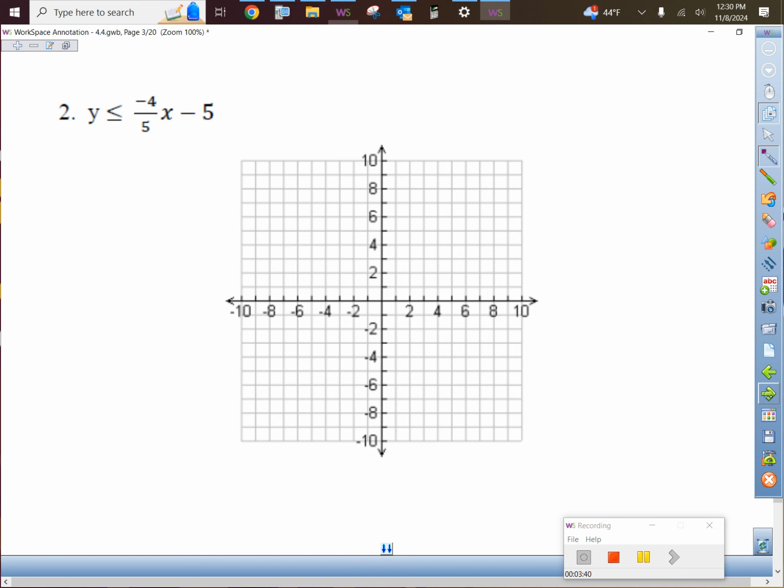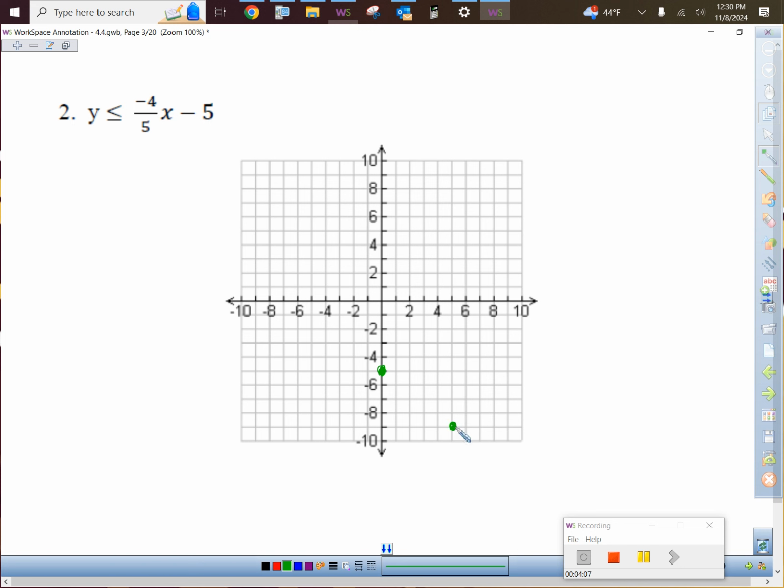It had 2 letters. Let's try this one. Let's do it before we start. Will it be horizontal, vertical, or oblique? It'll be oblique if it's got both x and y. Oblique is y all by itself? Yep. So let's do a -5 for our y-intercept. And then the slope is -4/5, so down 4 to the right 5.